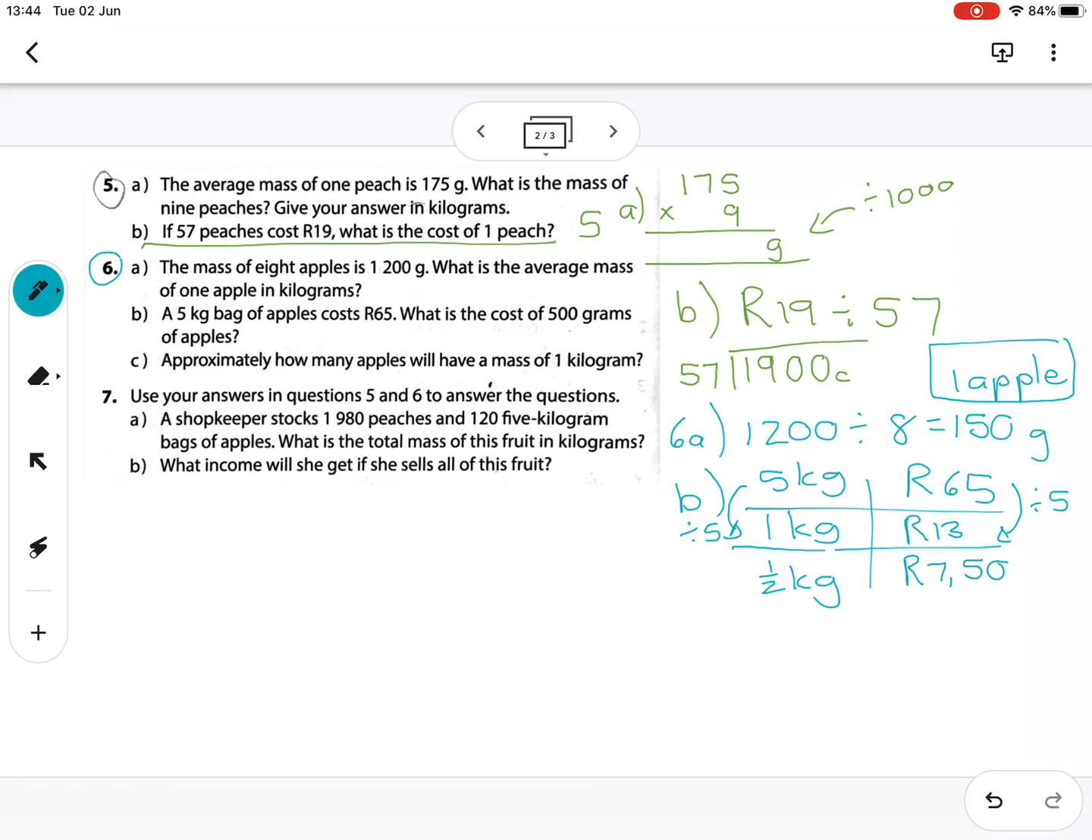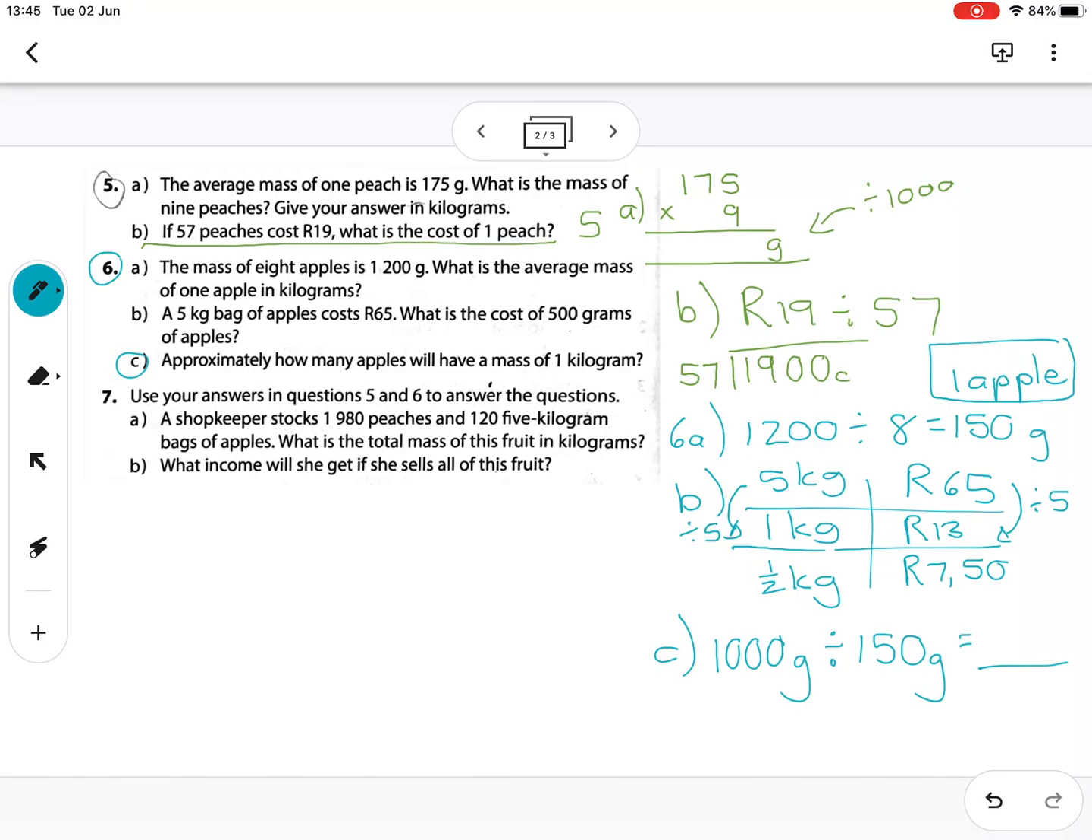You see, I'm giving way too many answers. See, approximately how many apples will have a mass of 1 kilogram? Now remember, I said you'll need this later. If one apple is 150 gram, my question is how many 150s will make 1,000 grams? Let's see. So 1,000 grams is 1 kilogram. I need to divide that by 150 to see how many apples, and again they're saying approximately, so I'm seeing that it won't go in exactly, but you'll find how many apples will make up a 1 kilogram.